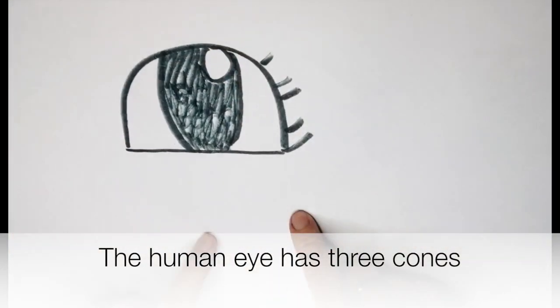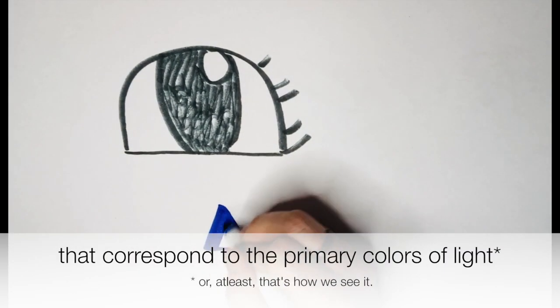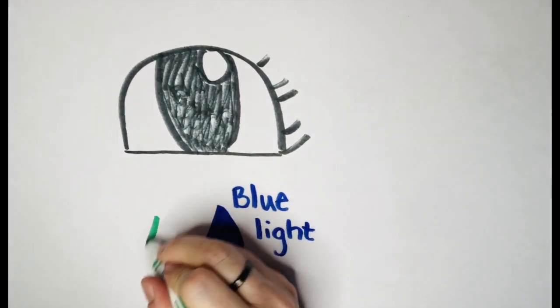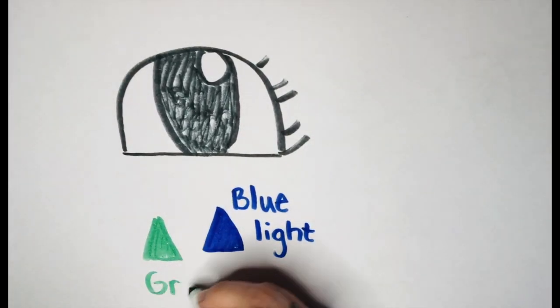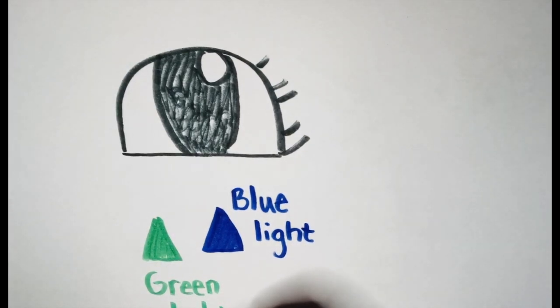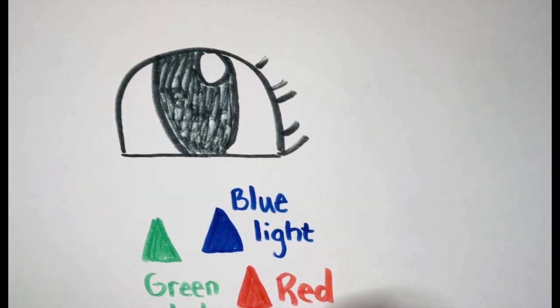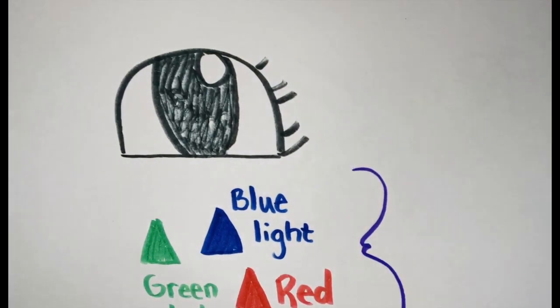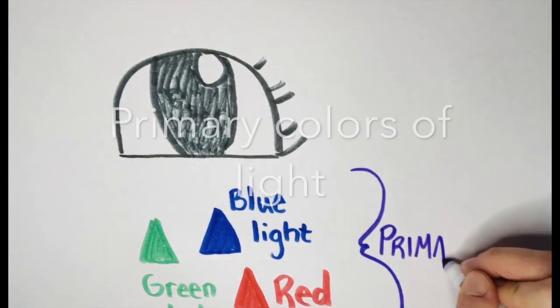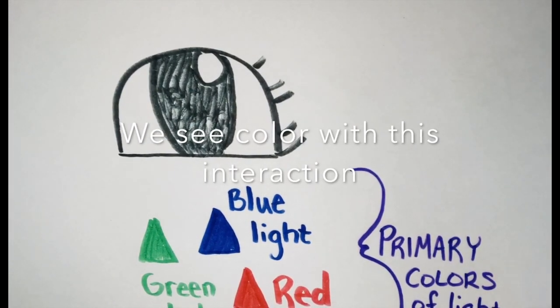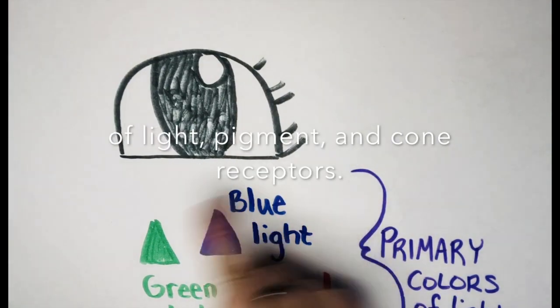Now, the human eye has 3 cones, and they correspond to the primary colors of light, or at least that's how we see it. So we have cones that see blue light, we have cones that see green light, and we have cones that see red light. So for the human eye, our primary colors of light are blue, red, and green. We see color with this interaction of light, pigment, and cone receptors.